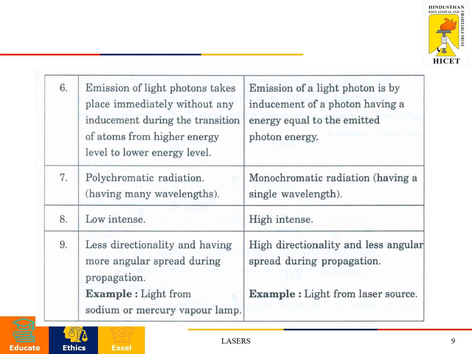Spontaneous emission gives polychromatic radiation, but stimulated emission gives monochromatic radiation. Spontaneous emission is low intensity, whereas stimulated emission is high intensity. Spontaneous emission has less directionality and more angular spread during propagation. Example: light from a sodium or mercury vapor lamp. Stimulated emission has high directionality and less angular spread during propagation. Example: light from a laser source.